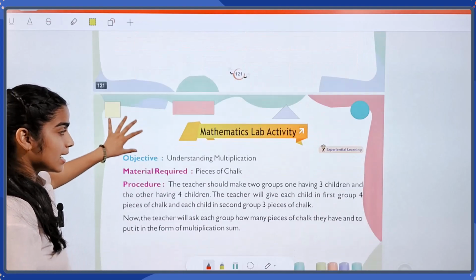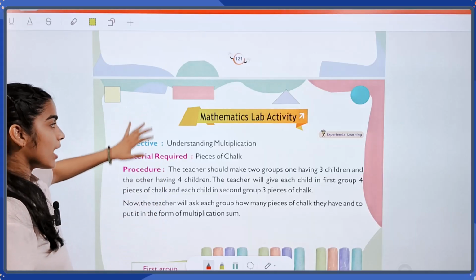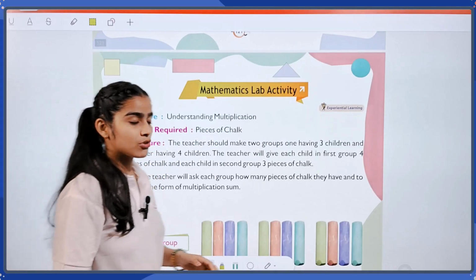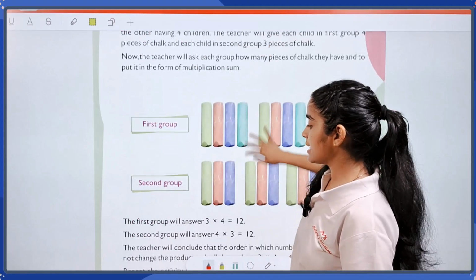And at the last, this is your end of the chapter. This is the end of your chapter and you have your mathematics lab activity which you have to perform in your maths lab. After this, your chapter ends here.